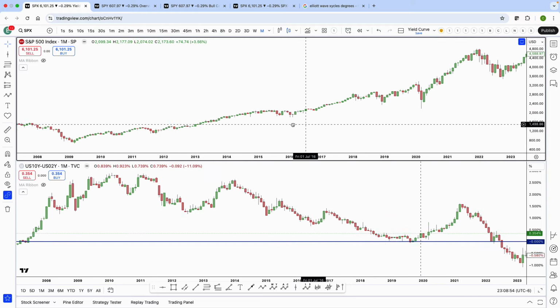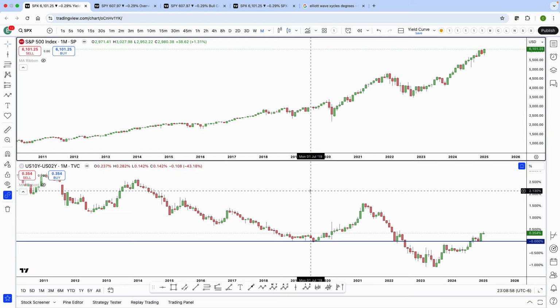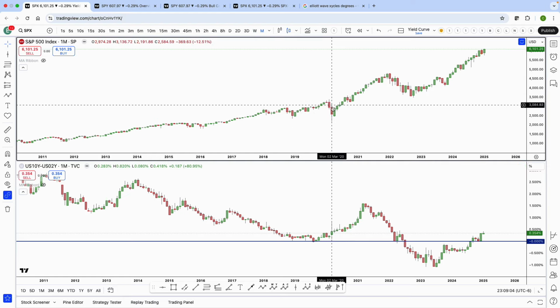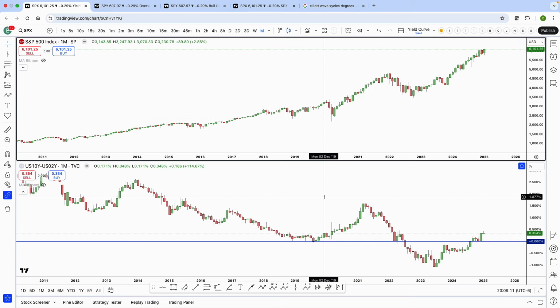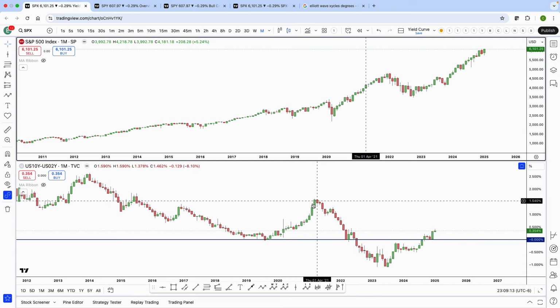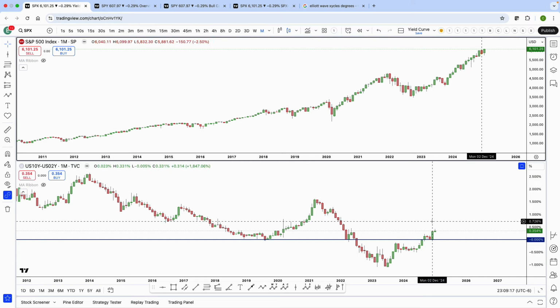So let's keep going. Let's see when the next uninversion happened. Take a look at this. It just nicked it and then uninverted here. After a while, the decline also took place here. That was the 2020 crash, the COVID crash. All right, let's keep going. And here we are, this is the next one. We have uninverted.